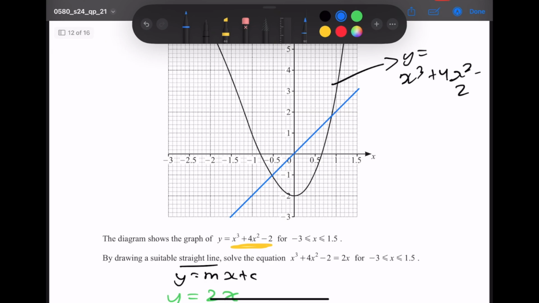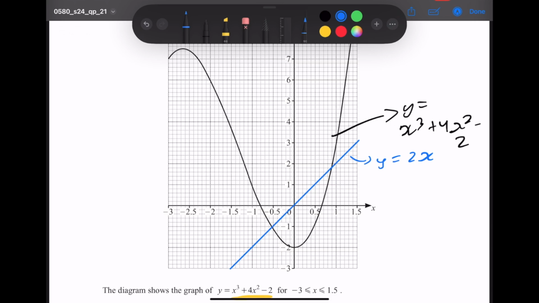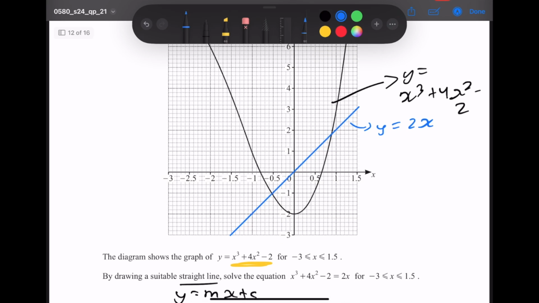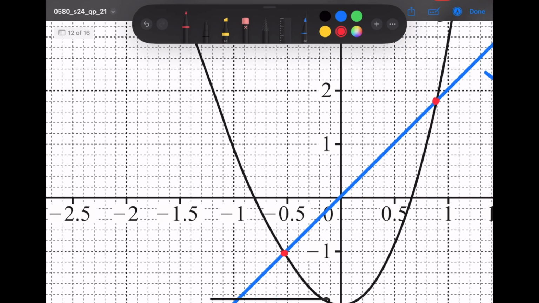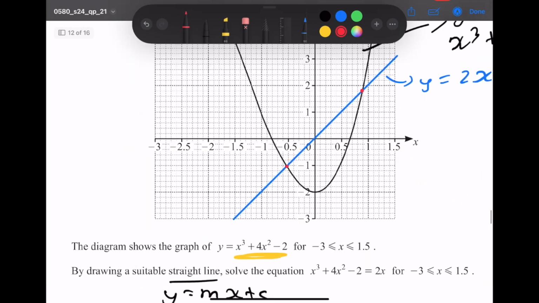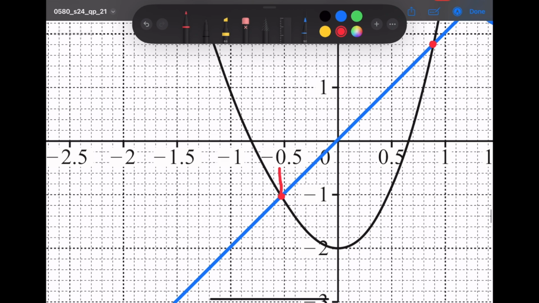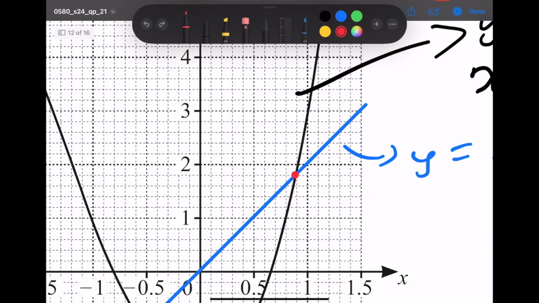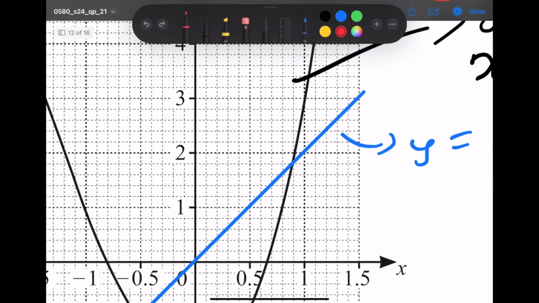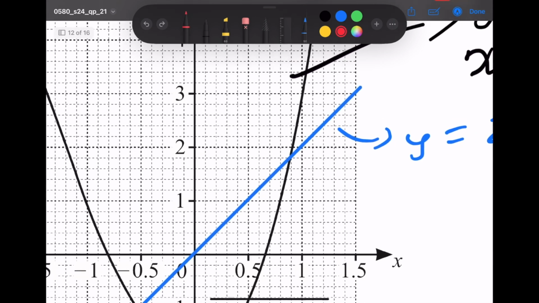So this line is y is equal to 2x, and this black cubic graph is y is equal to x cubed plus 4x squared minus 2. So in these 2 points where they meet, this point and this point, the x values of the 2 graphs are the same, as you can see. In this case, the x value is approximately 0.55, and in this case the x value is approximately 0.9, sorry, in this case 0.9.